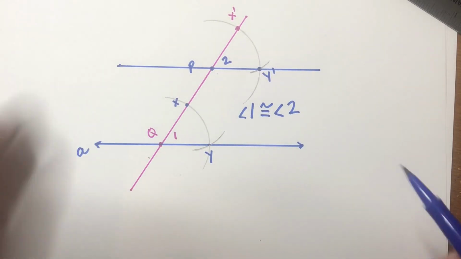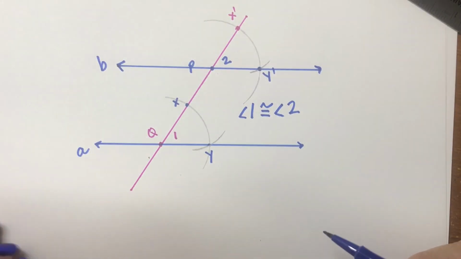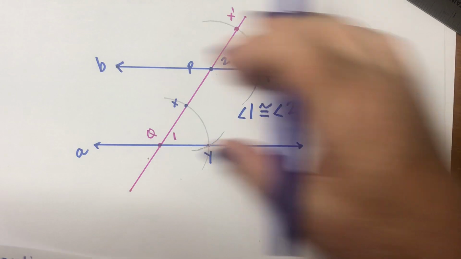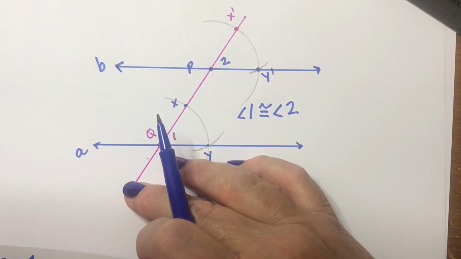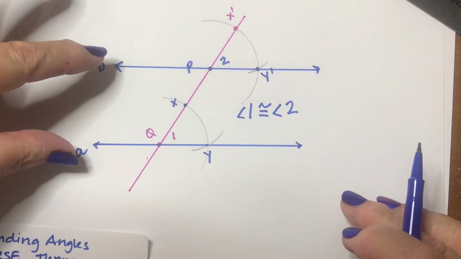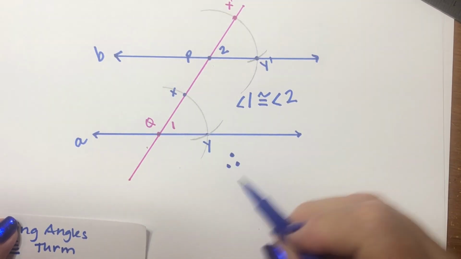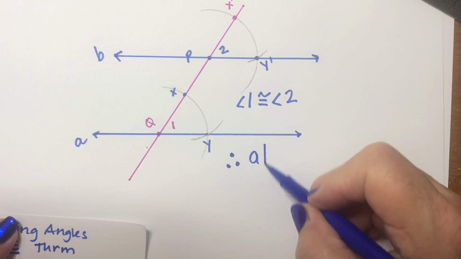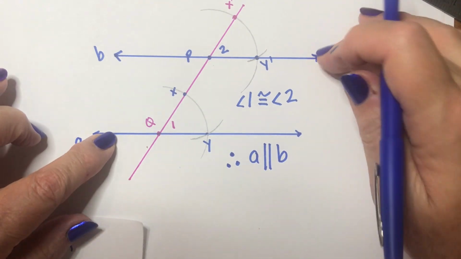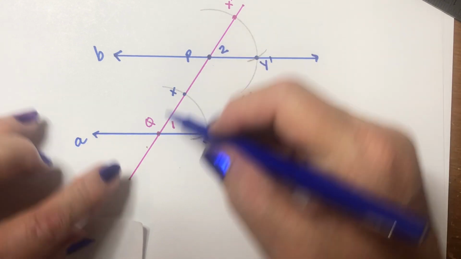And why does that make this new line that I just constructed, which I'm going to call line B, parallel? Because the corresponding angle converse theorem tells us that when you have two lines with a transversal, and we created two congruent corresponding angles, then the two lines, A and B, must be parallel. So I can say, therefore, which we didn't have in the beginning, I've got line A parallel to line B. And that is constructing a parallel: we constructed B parallel to line A through a point P that was not on A.